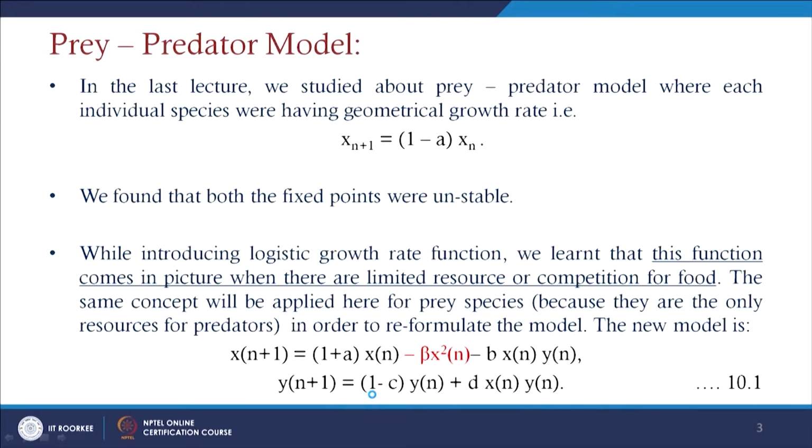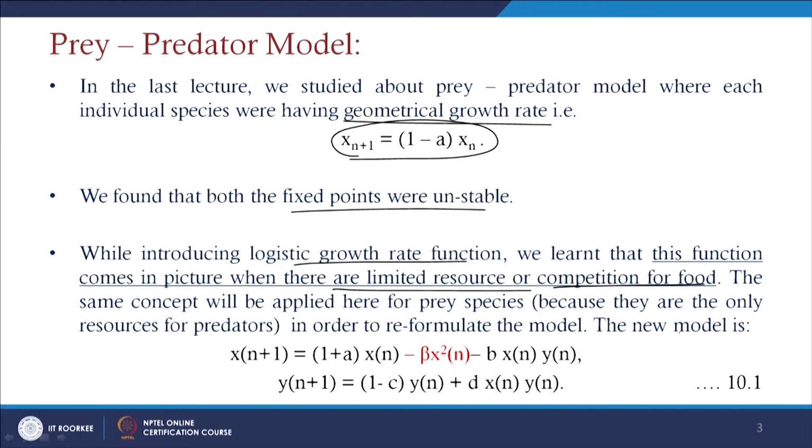In the last lecture we studied the prey-predator model where each individual species had a geometrical growth rate, that is x(n+1) equals (1 minus a) xn, and we found that both these fixed points are unstable in the last example. And when we introduced the logistic growth rate function, we concluded that this function comes into the picture when there are limited resources or competition for food.